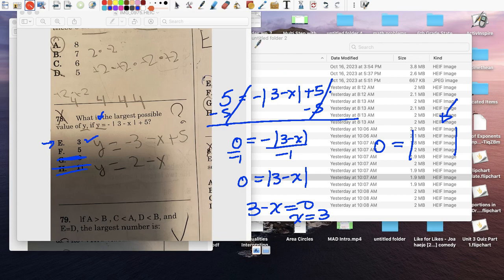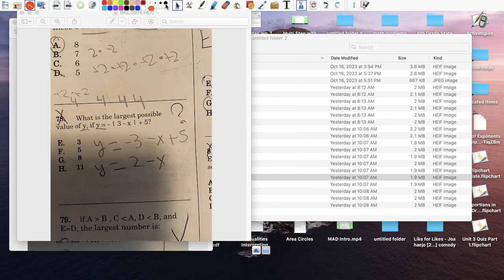So going back to our original equation, we had 5 equals negative absolute value of 3 minus x plus 5. So let's see if that works. So here's x equals 3, plug it in here. 3 minus 3 is 0. Absolute value of 0 is 0, plus 5 is 5, and that works. So the question is, which is the greatest value of y that makes this possible? Well, the greatest value of y that makes this possible is 5. Okay. Tough question.